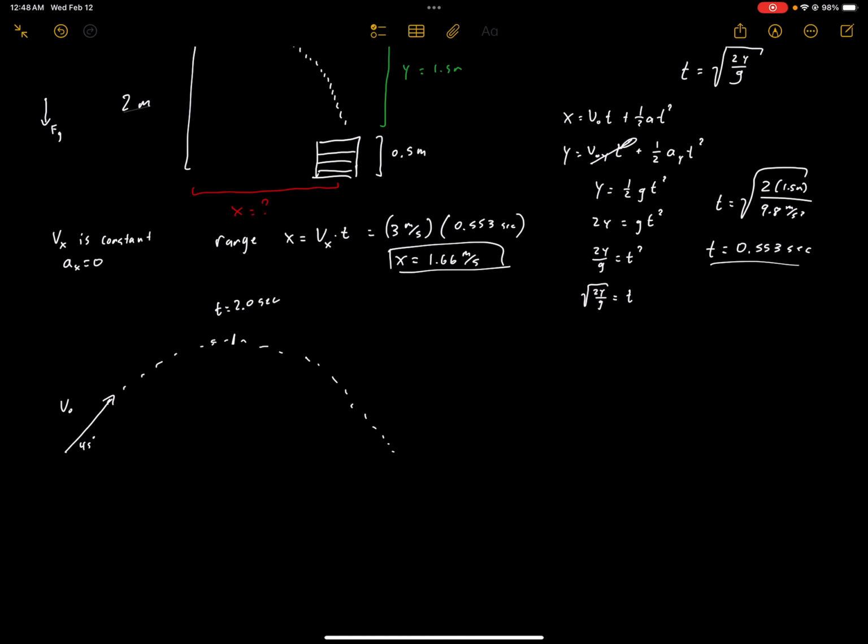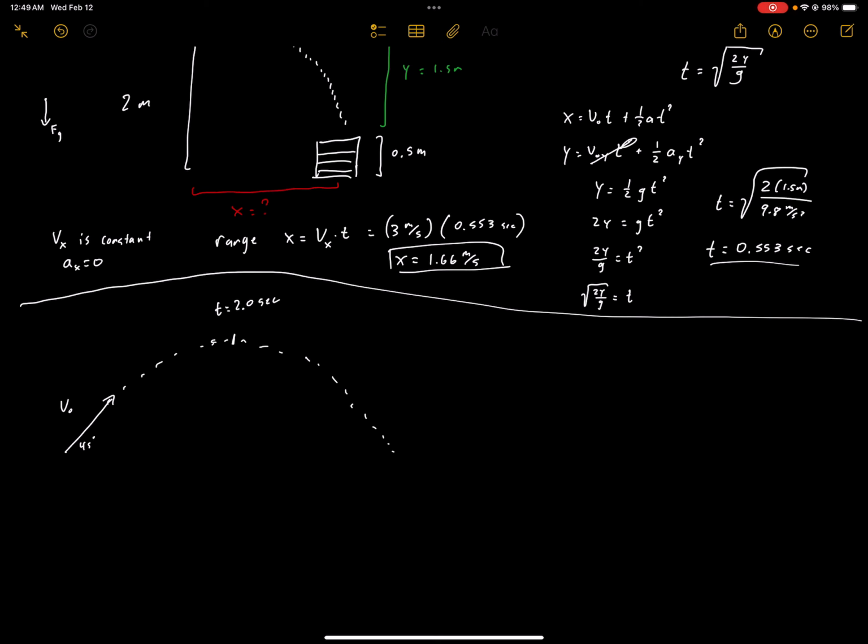Now let's look at an example where we're dealing with a projectile that's launched at an angle. So here I have some projectile. Let me just draw a line to separate the two problems. Here I have a projectile that's traveling with some initial velocity v naught. It's at an angle of 45 degrees, and we know that it takes 2 seconds to reach its max height.